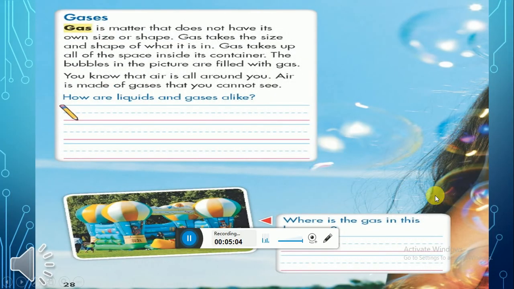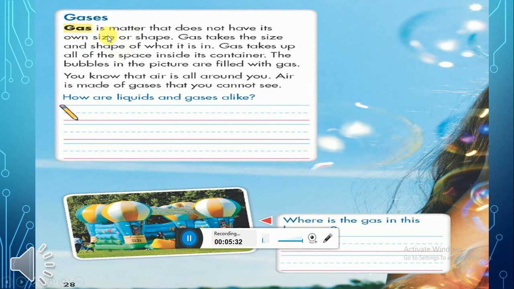Okay guys, so we know from this video that there are three states of matter: solids, liquids, and gases, and we know some information about them. So let's look at the book, page 28. So we can find gases. Gas is matter; even though you can't see it, it is matter.